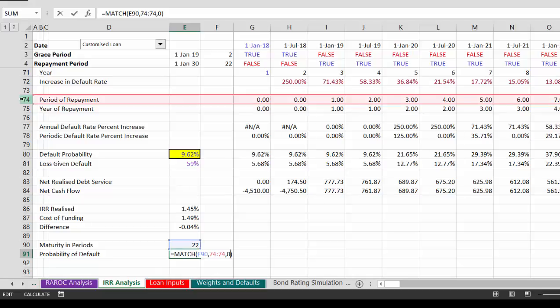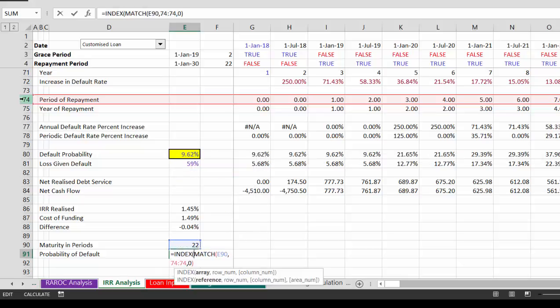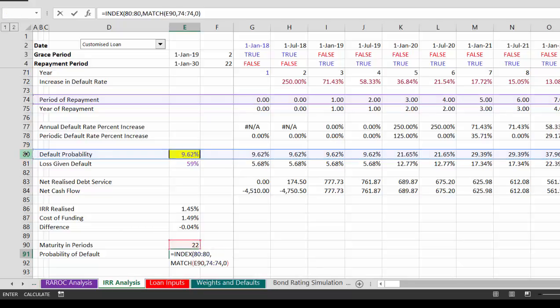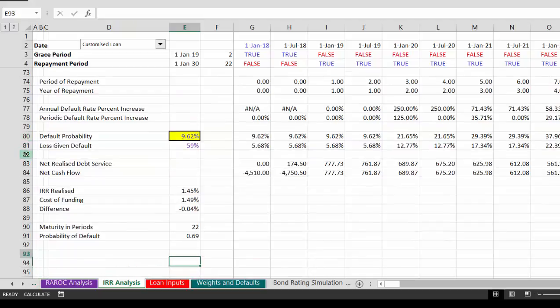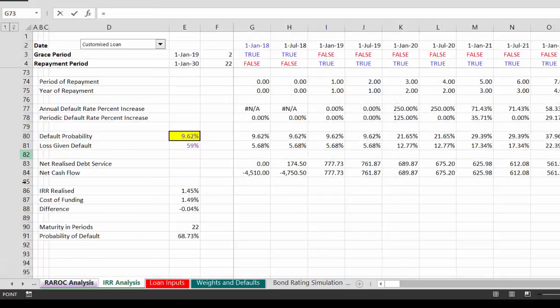And that gave us 30, the column number 30, and then we put INDEX, and we click on the probability of default line. That's what we're really looking at. It's kind of wrong when I said it earlier. So this credit spread is equivalent to allowing a 68% probability of default.